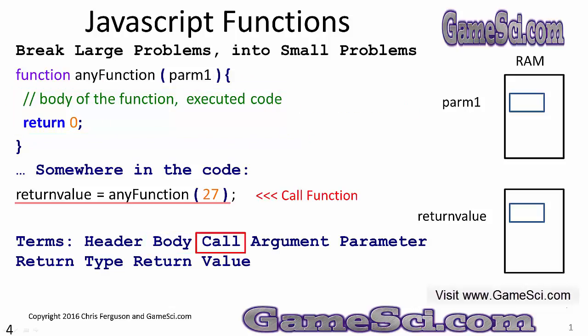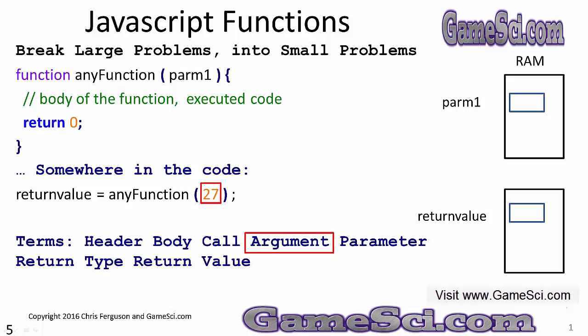Next up is the call to the function. In this line of code, we are calling the method anyFunction. It's going to jump and execute the code up here. This is called the call to the function. Often beginners get the call to the function and the header of the function confused. But in JavaScript, it's pretty easy. The header will always contain the keyword function. The call will not.